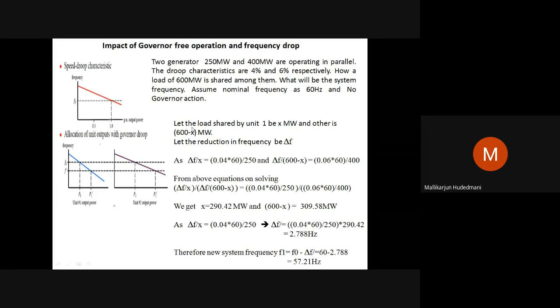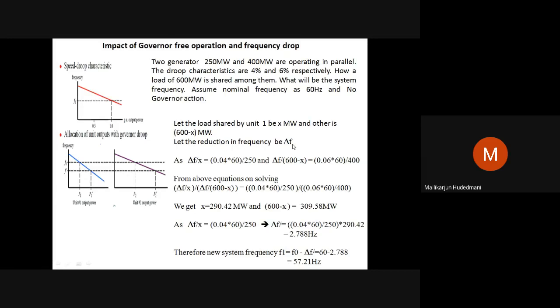Let the load shared by unit 1 be X megawatt. I am just making a simple scenario. And the other is 600 minus X. Simple relationships. X megawatt by unit 1 and 600 minus X megawatt by the second generator. Then I assume, let us say, the decrement in frequency, we call it delta F, the frequency deviation. New frequency and base frequency, when I take the difference, this is called delta F. Let the reduction in frequency be delta F.